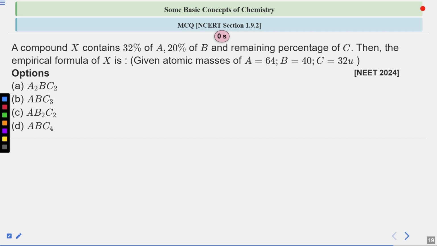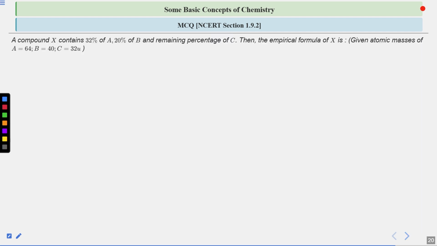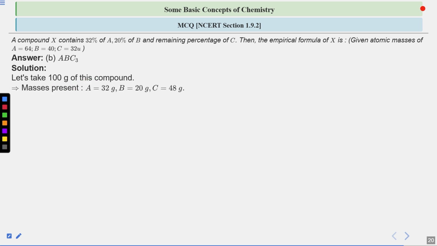So let's see how we can solve it. So percentage of A and B is given. You have to first calculate the percentage of C. If you follow all of this, you will get your answer as ABC3, which is option number B. How will we solve it? If we take 100 gram of this compound, we will have 32 grams of A because 32% is A. We will have 20% of B, which is 20 gram, and 48% of C, which is the remaining percentage. So simply convert this into gram. That is the basic idea behind it.